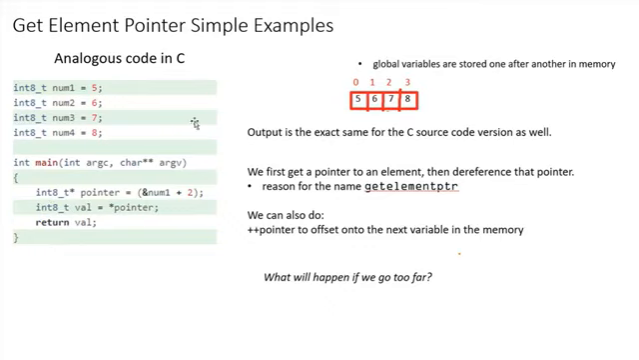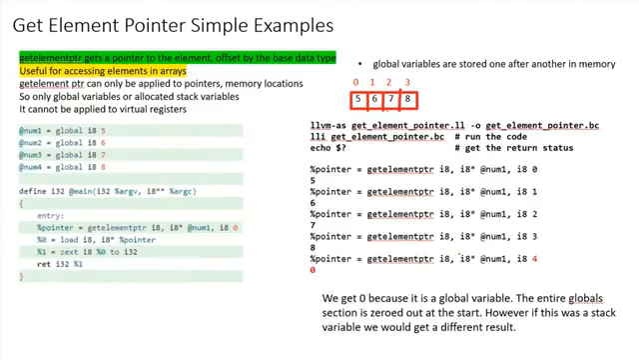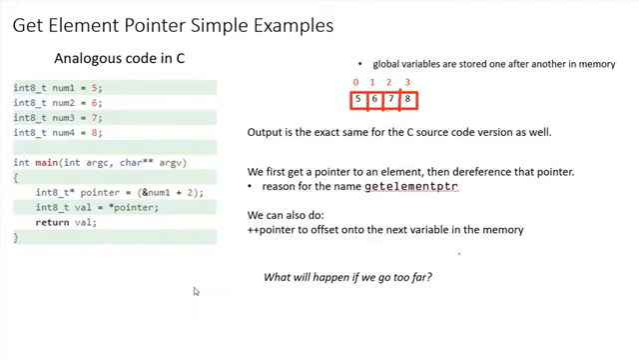So if you run this code, the C code with different offsets, the output is exact same as in the previous LLVM intermediate representation code. So we want to understand what the LLVM IR code does.